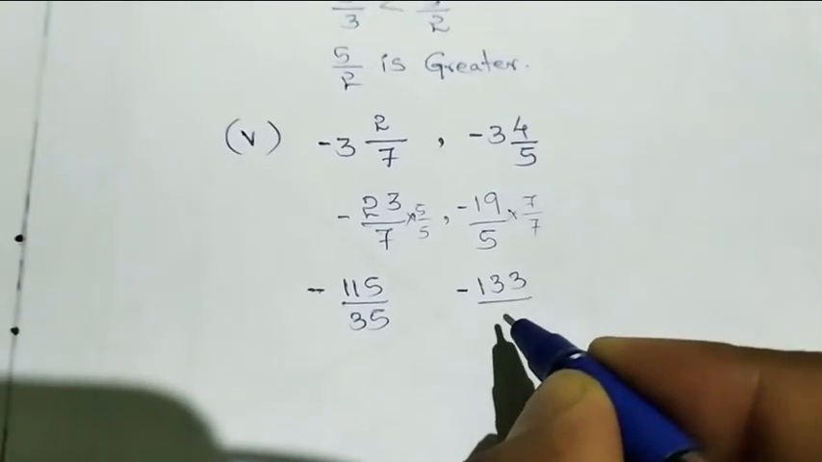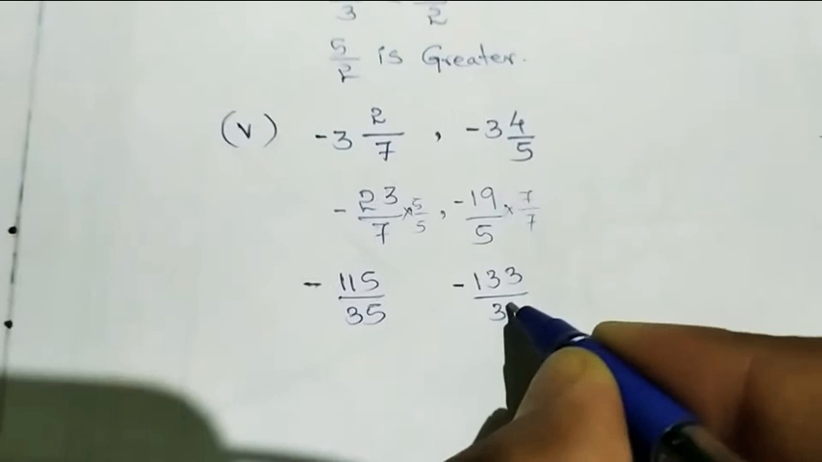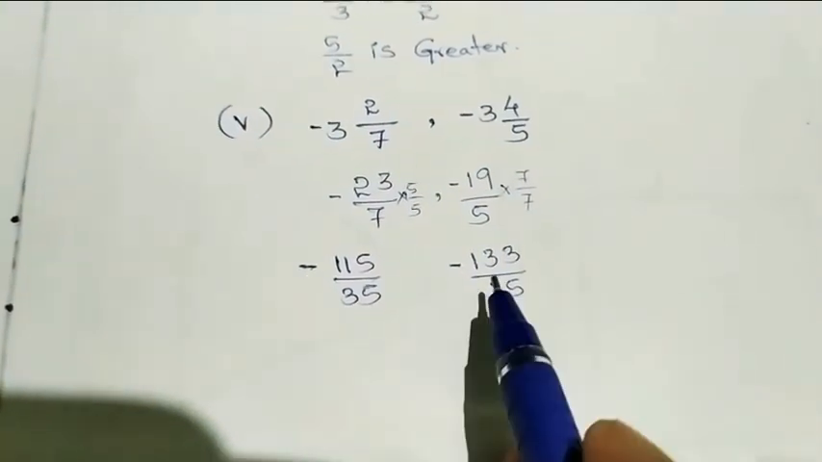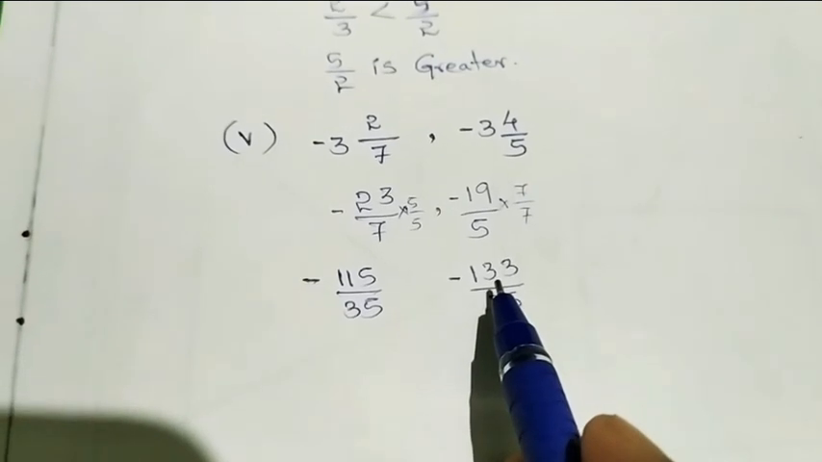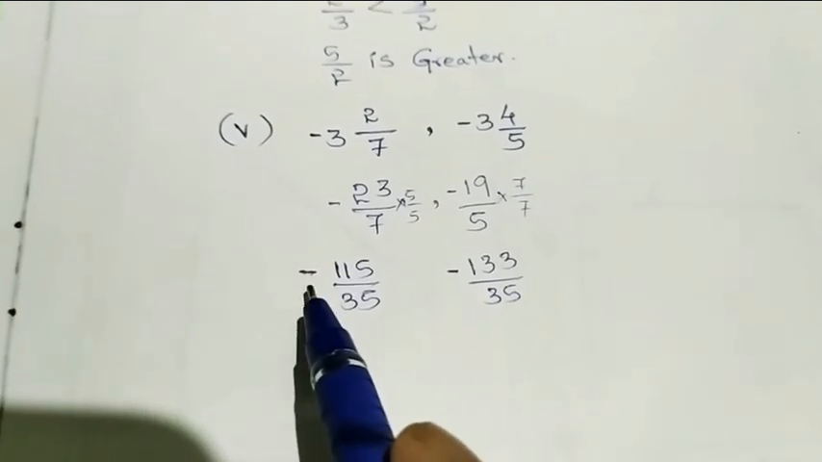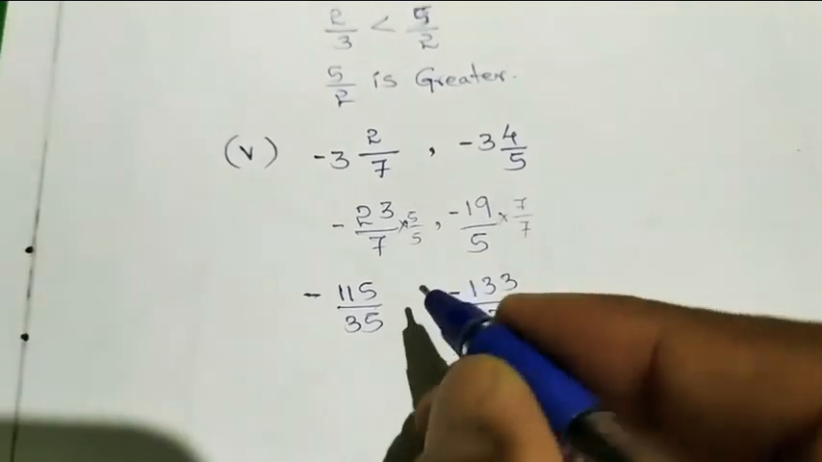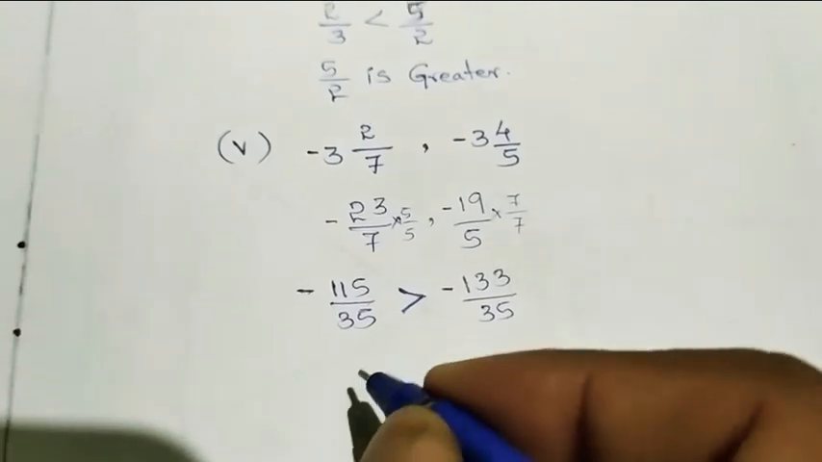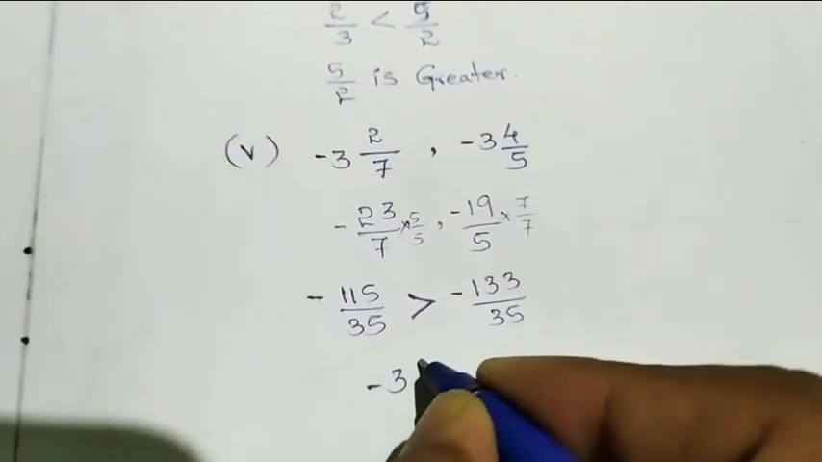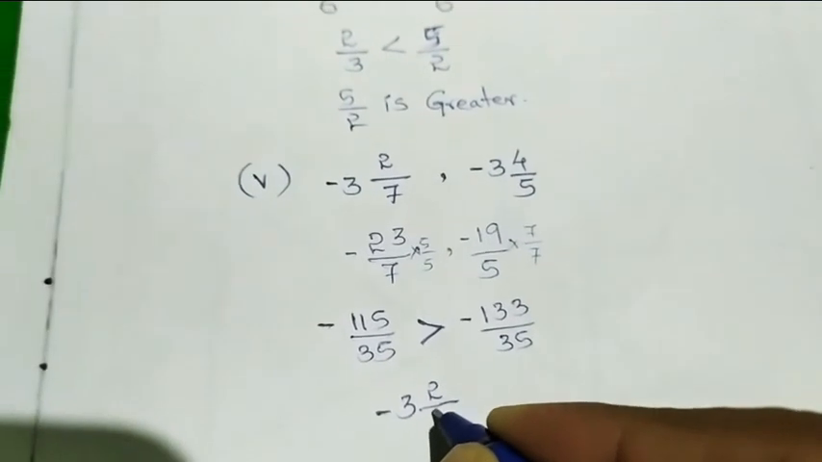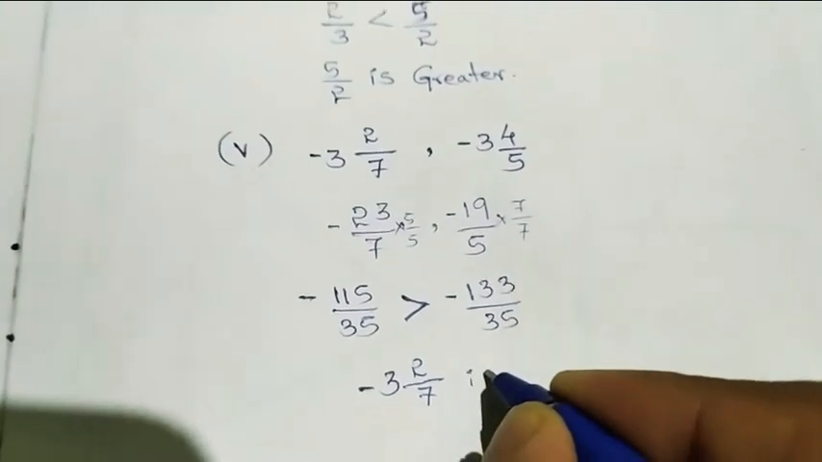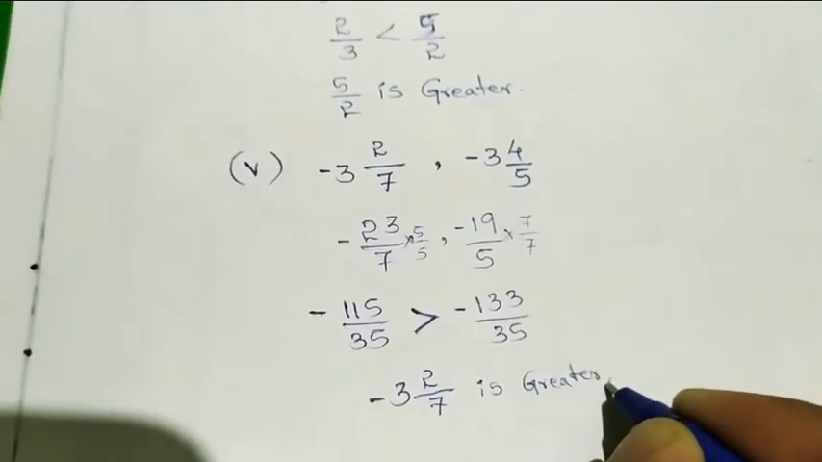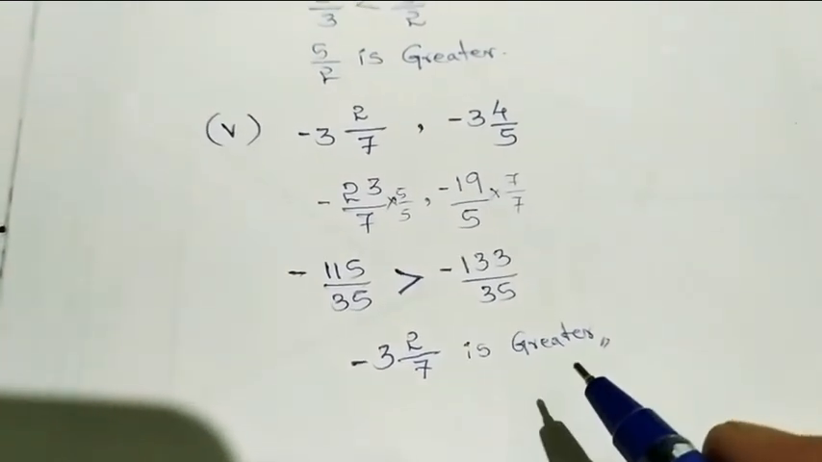133 by, 7 5s are 35. So just ignore the negative. Which is the greater number? That is 133. But if we use the negative, then which will be the greater? The smaller one will be the greater, that is minus 3 integer 2 by 7 is greater. Okay, so like this you have to do for the second and third one.